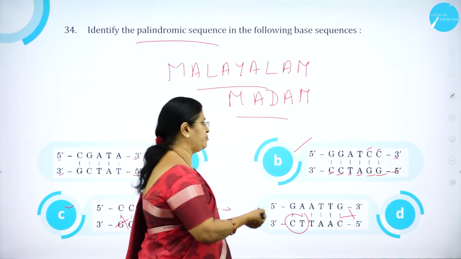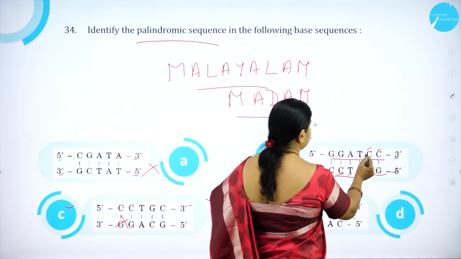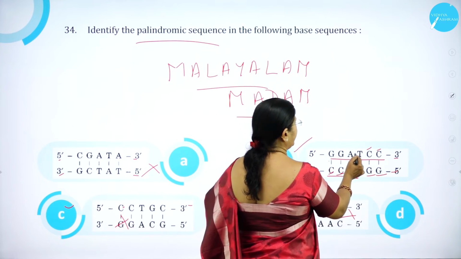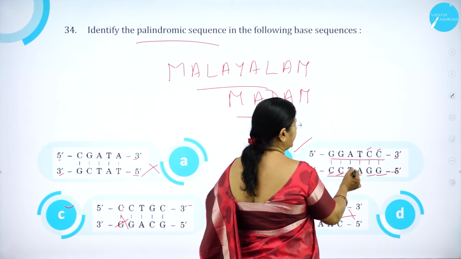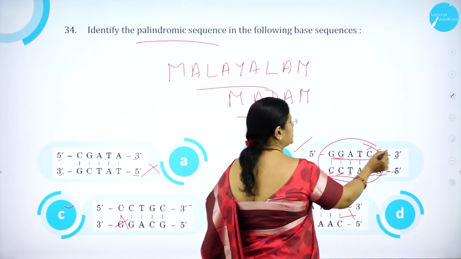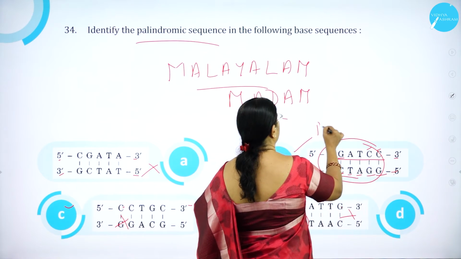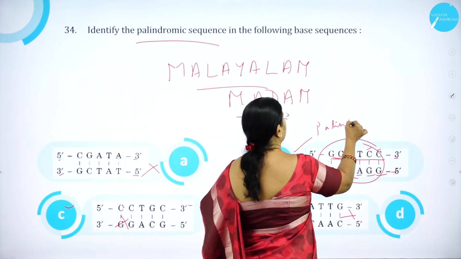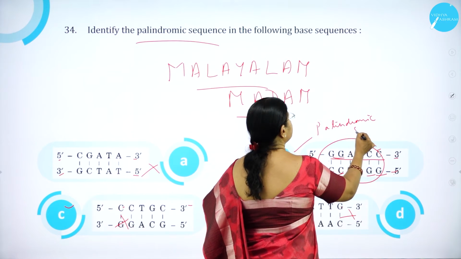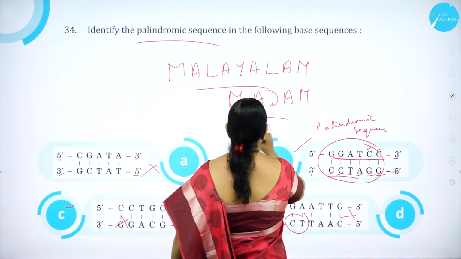Among the four options, which is the sequence called a palindromic sequence, which means the same from both sides? That is this one. See here, CCTAGG, CCTAGG. So both are the same, 5 dash 3 dash and 3 dash 5 dash. So it is the same. So this is called a palindromic sequence. So option B is correct.